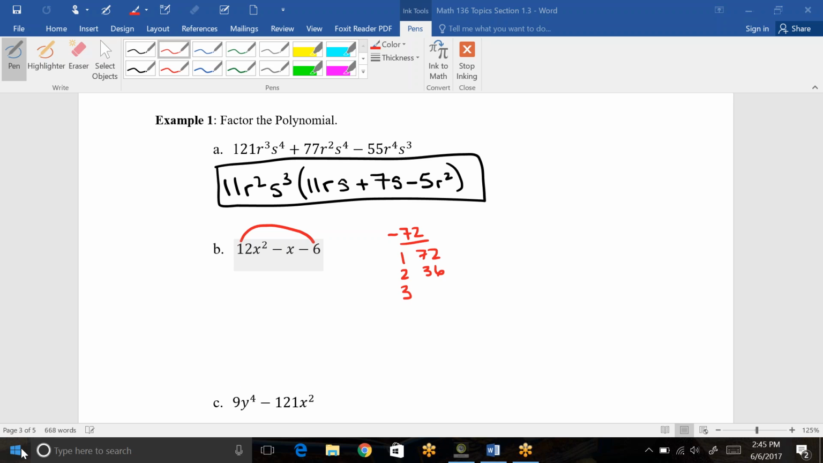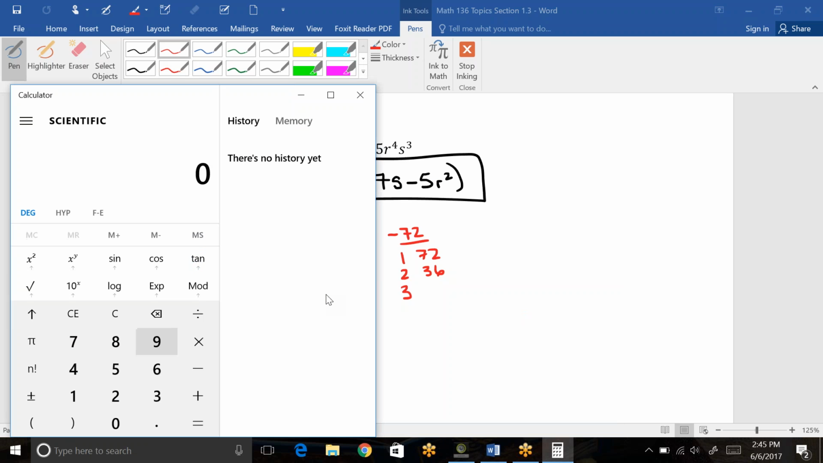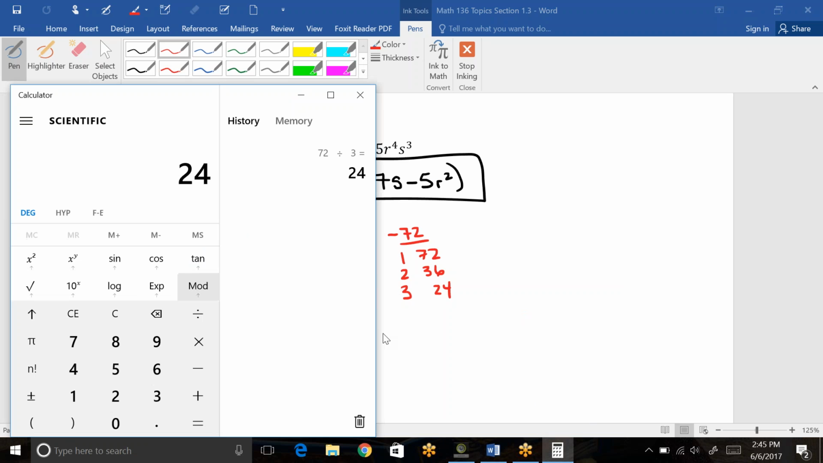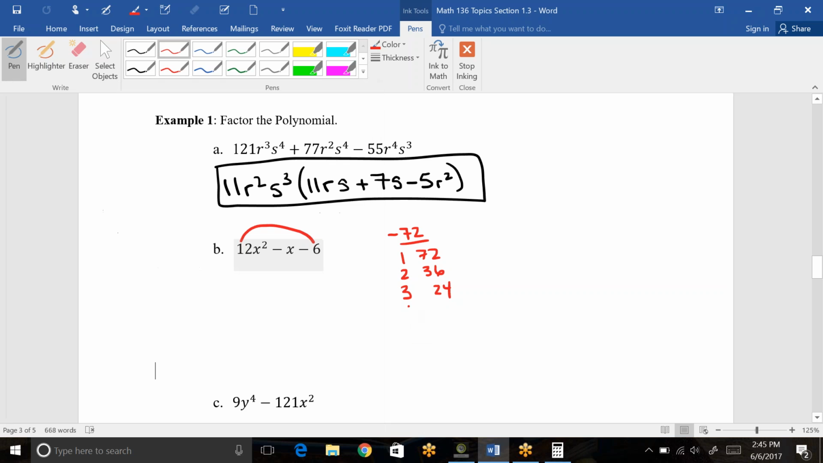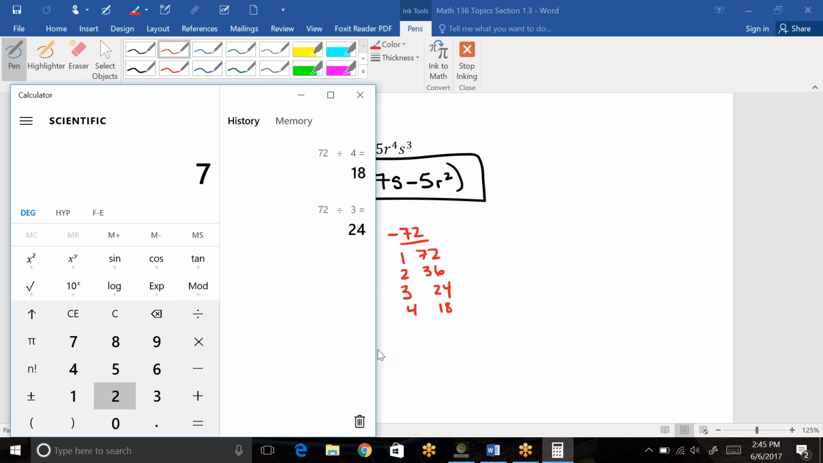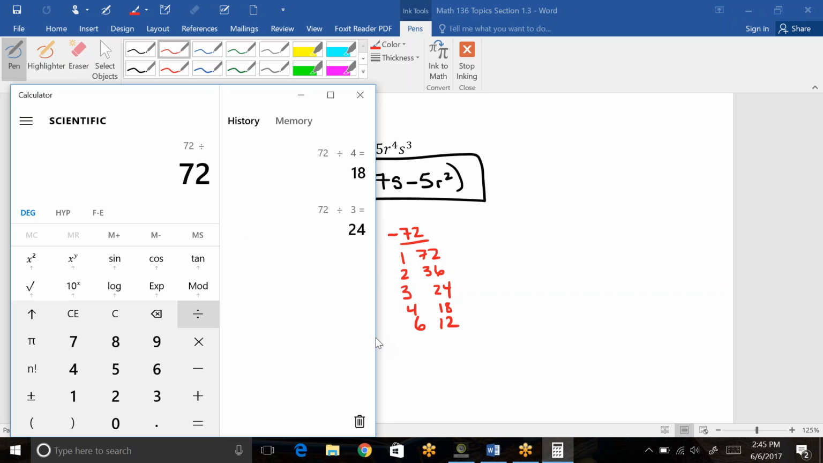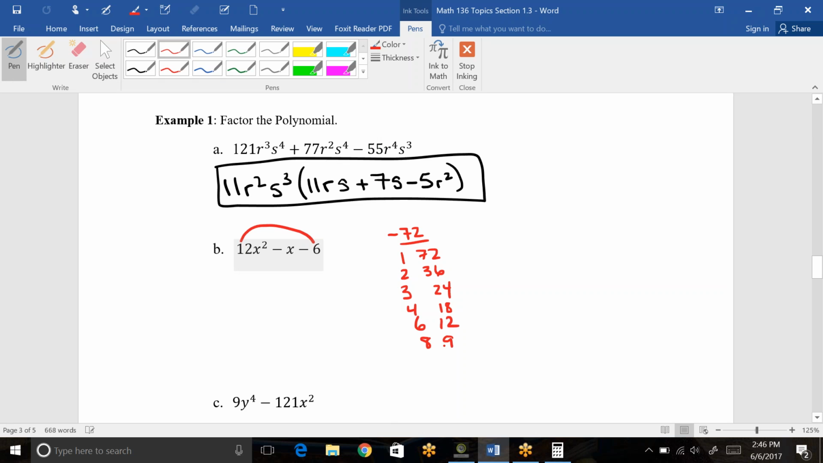If you don't know them by heart, you get your calculator out. So 72 divided by 3 is 24. 72 divided by 4 is 18. 72 does not divide by 5. Divided by 6 would be 12 because it was 6 times 12 already. And 72 does not divide by 7, but it does divide by 8 and 9. And notice 8 and 9 have nothing in between them, so that's the whole list.